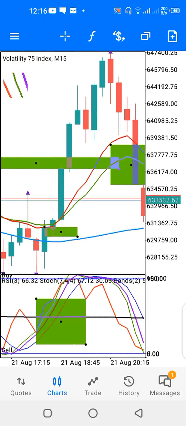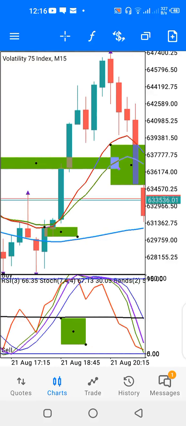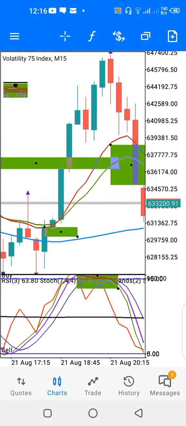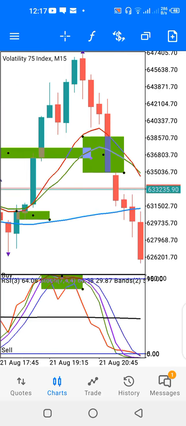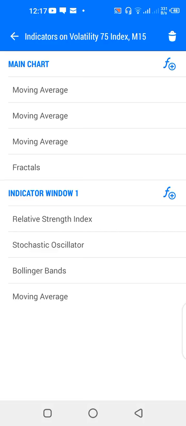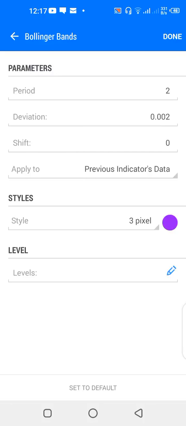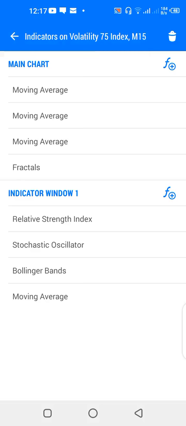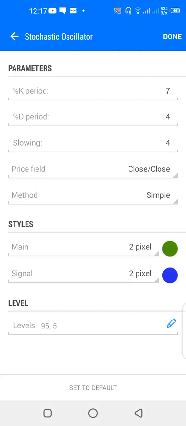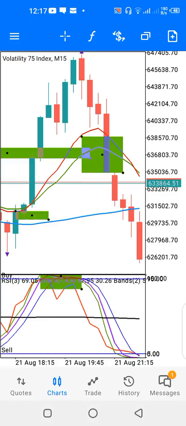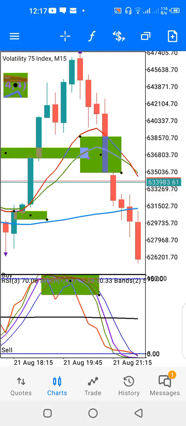So for indicator window one, the Bollinger Band is the purple line, and the stochastic oscillator is the green and the blue lines. If the Bollinger Band and the stochastic oscillator lines, all three lines, get to the top, you start to look for short opportunities.